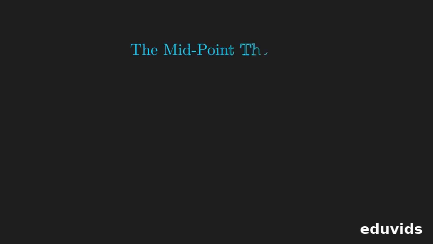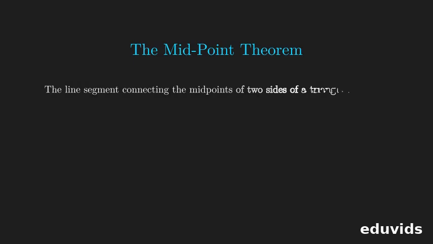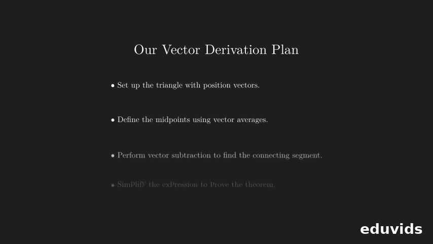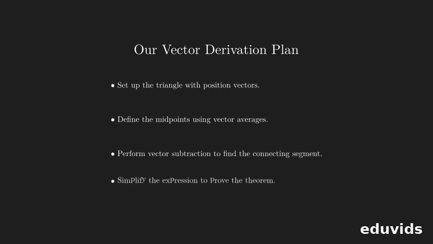The midpoint theorem states that the line segment connecting the midpoints of two sides of a triangle is parallel to the third side and is half its length. Today, we will derive this theorem step by step using vector algebra. We will first set up our triangle using position vectors, then define the midpoints, perform vector operations, and finally simplify to prove the theorem.